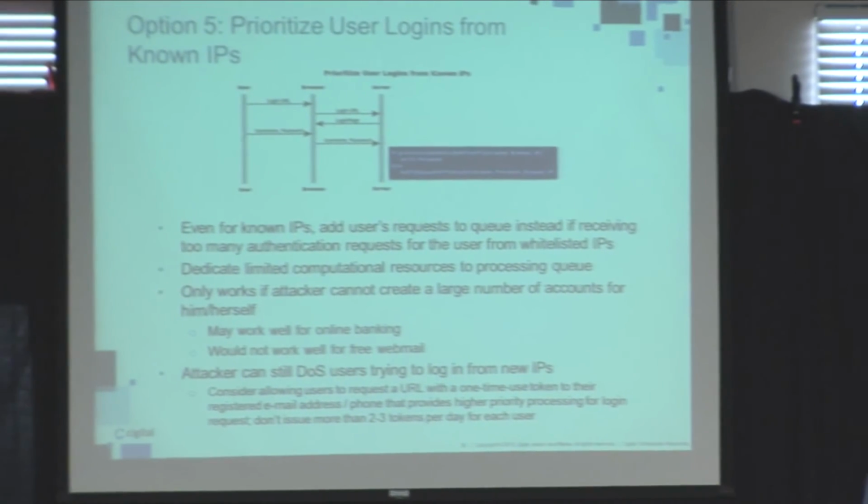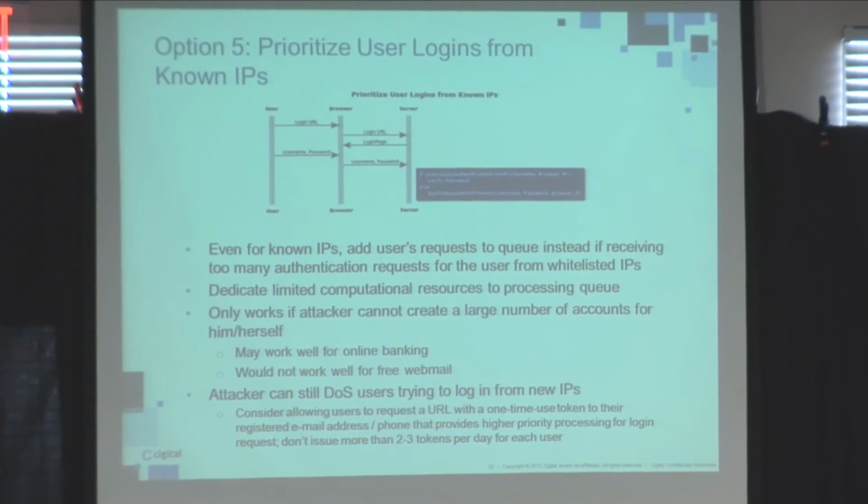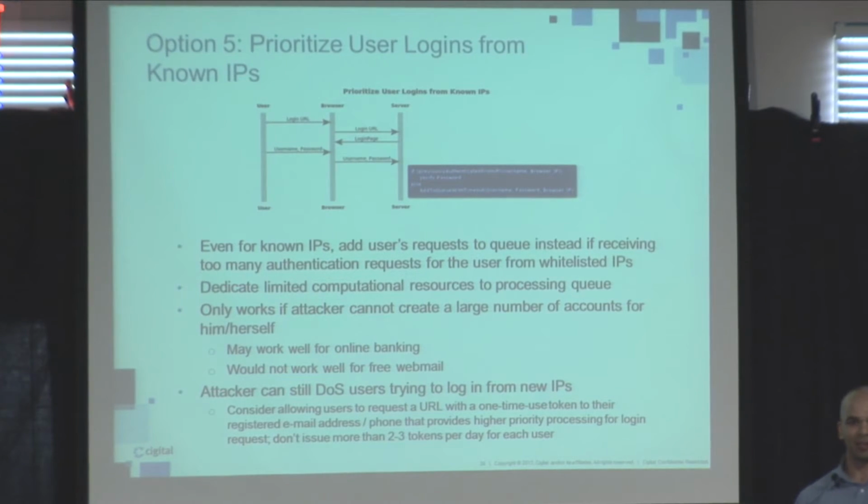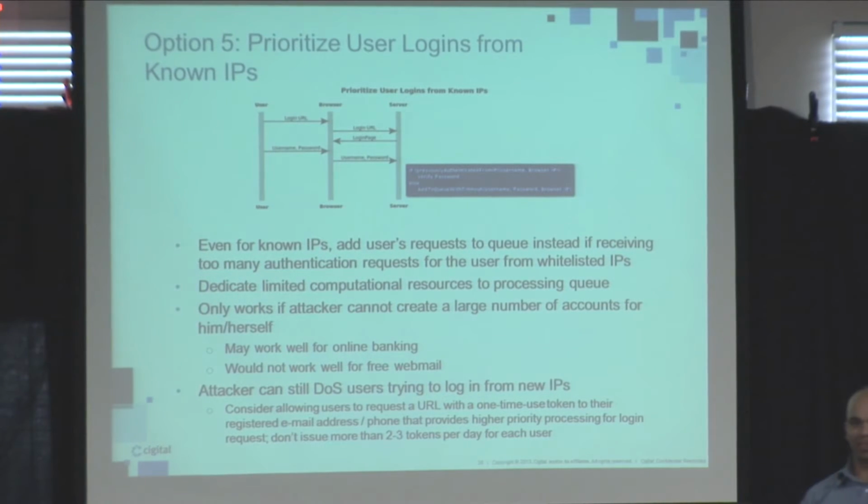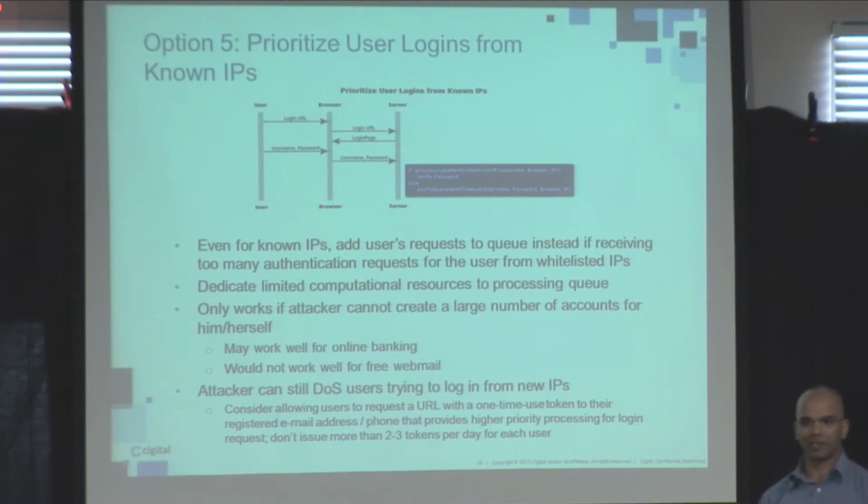So something we have to be aware of if we're using this approach, even for username IP address combinations that are sort of whitelisted, where the user has logged in from them before: if you're getting too many authentication requests from that IP for that user, we still have to start adding them to the queue because we might be under attack.